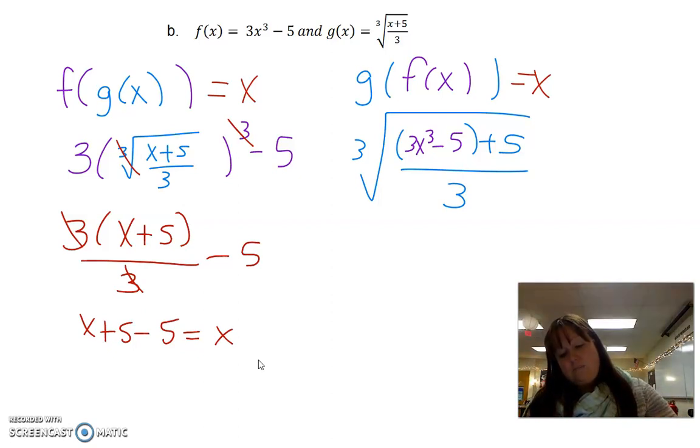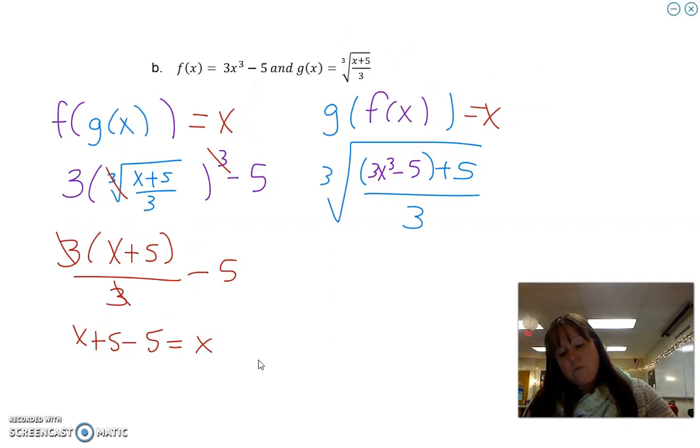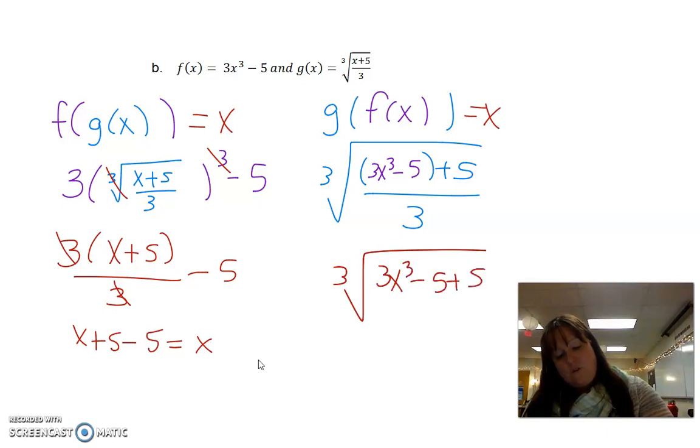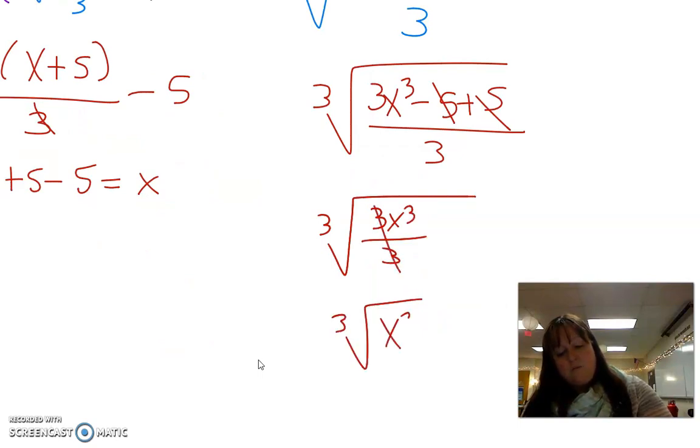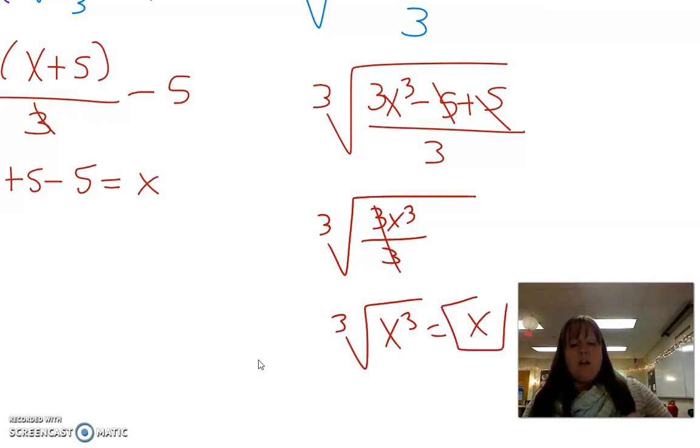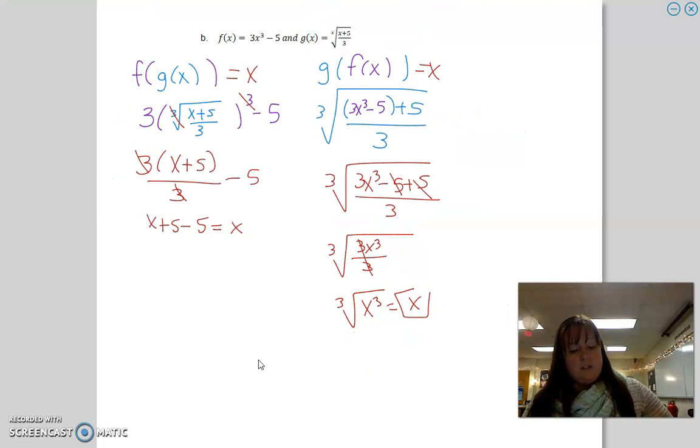First we look inside, and we end up with the cube root of 3x cubed minus 5 plus 5 over 3. And minus 5 plus 5 cancels each other out. And so we end up with the cube root of 3x cubed over 3. And those 3's cancel out. And what's the cube root of x cubed? Well, it's x. So awesome. The composition rule shows us that those two are, in fact, inverses.